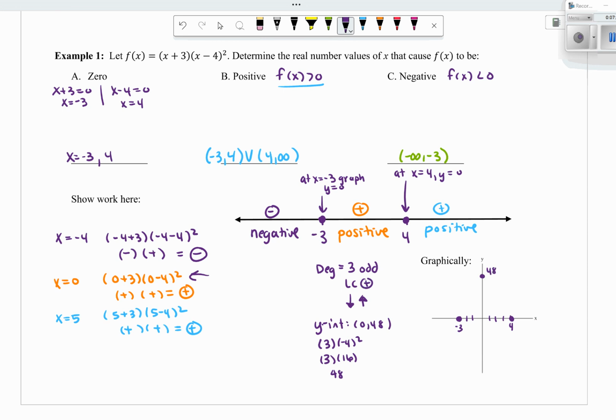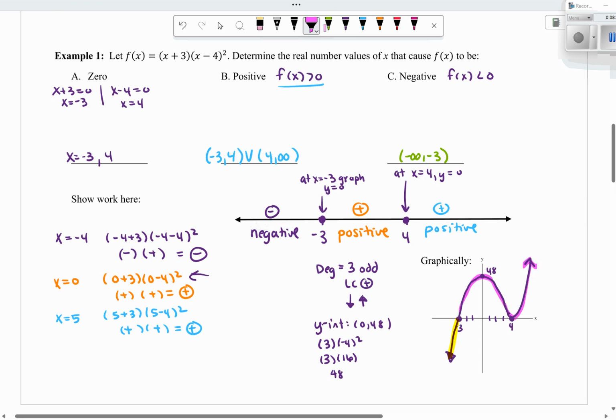So then I can draw my graph. So we know the left end goes down and the right end goes up. So that means this goes down. We have to cross through our y-intercept to get to the next intercept. And at 4, it's a multiplicity of 2, so we know it's going to bounce. So this is just a rough sketch of my graph. And again, then you can see that we were negative here. And then on the next portion of our graph from here to infinity, we were positive.